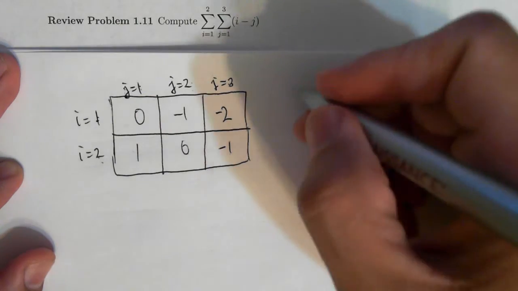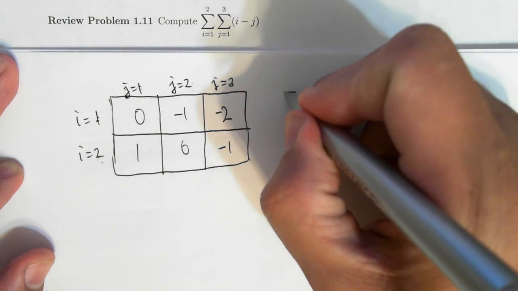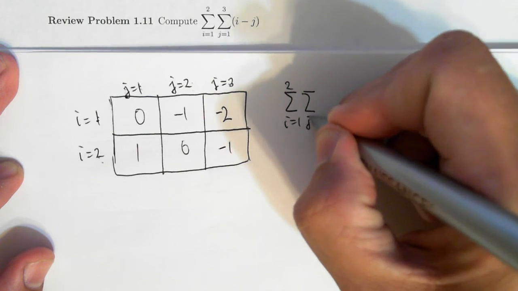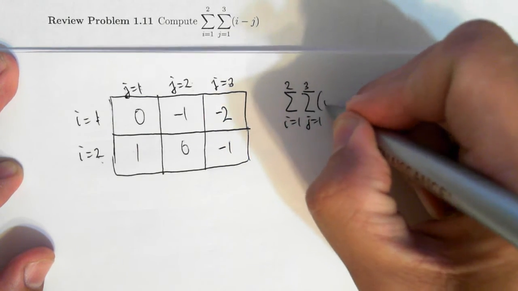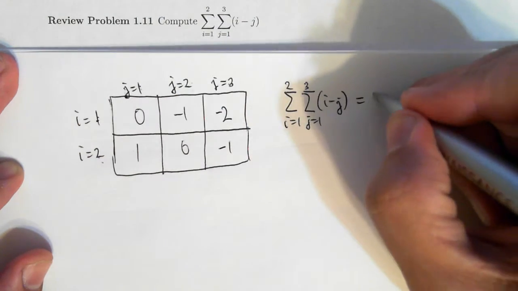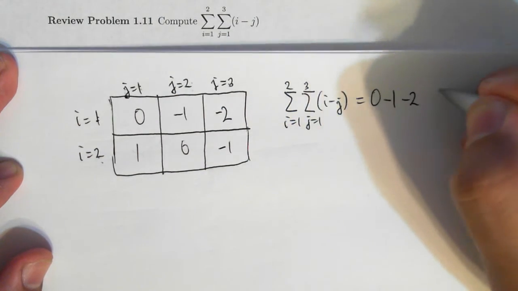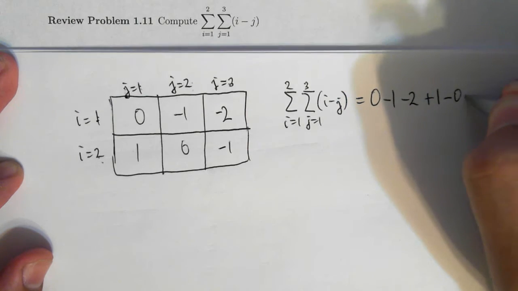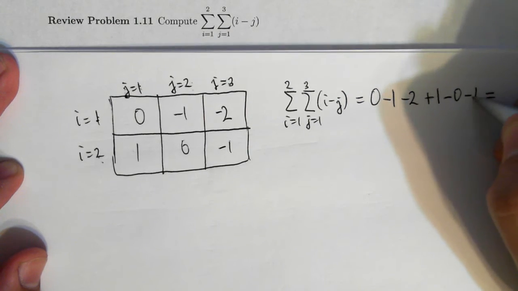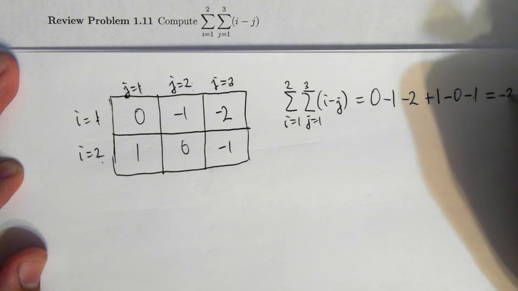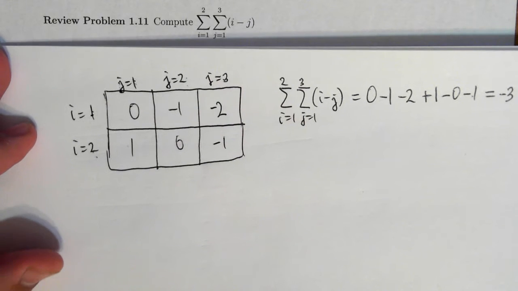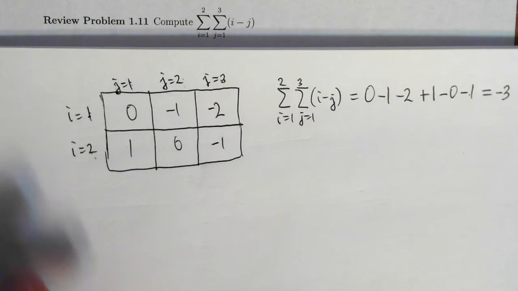And so if we just simply add these things up, summation i equals 1 to 2, summation j equals 1 to 3 of i minus j will be the sum of these six things. So 0 minus 1 minus 2 plus 1 minus 0 minus 1. And those cancel, these two cancel, so I end up with just simply negative 3. And that's the answer. And for the purposes of this test, that would be sufficient.